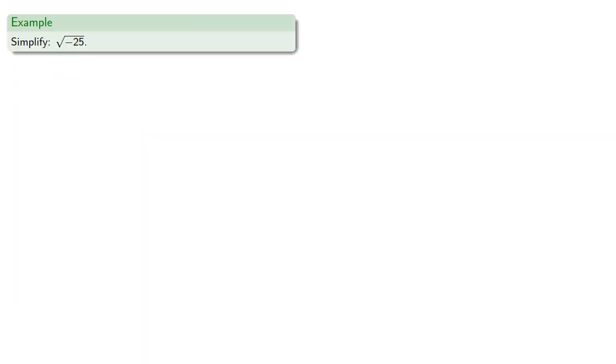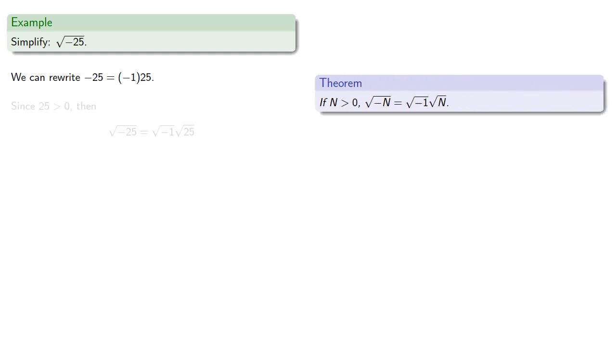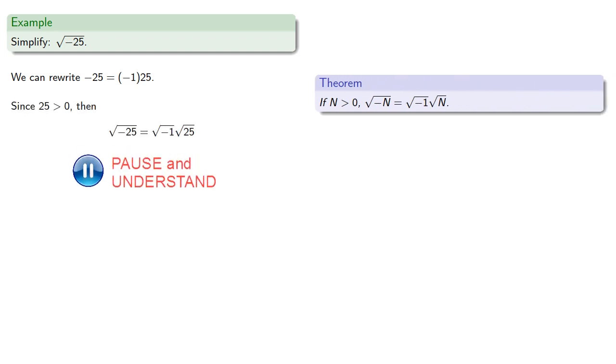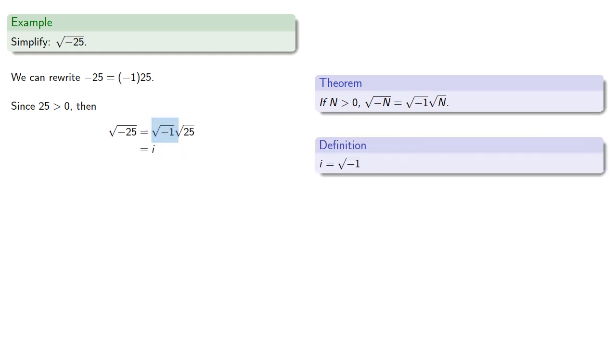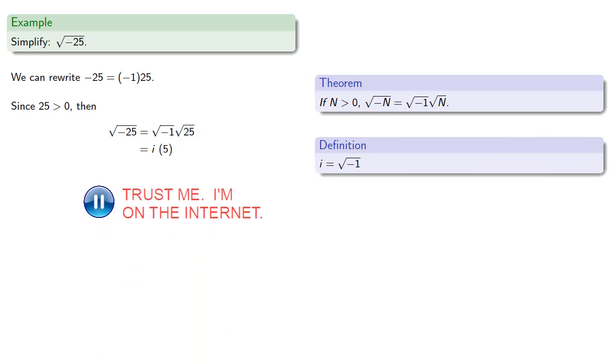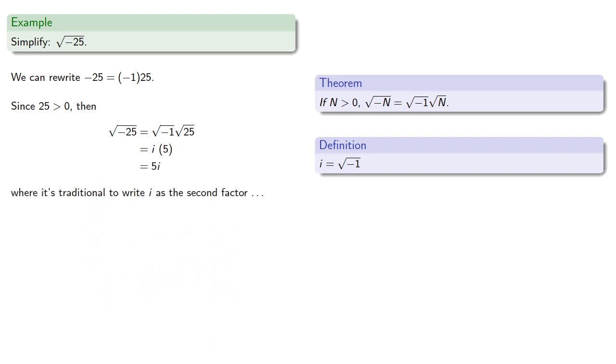So we can simplify expressions like the square root of negative 25. We can write negative 25 as negative 1 times 25. And since 25 is greater than 0, then we can rewrite it as the square root of negative 1 times the square root of 25. The square root of negative 1 is i, and the square root of 25 is 5. And it's traditional to put i as the second factor, although we don't always do that.